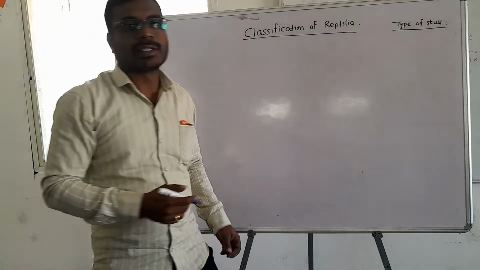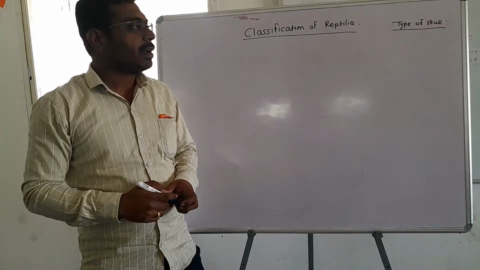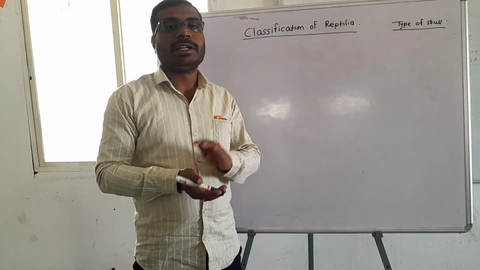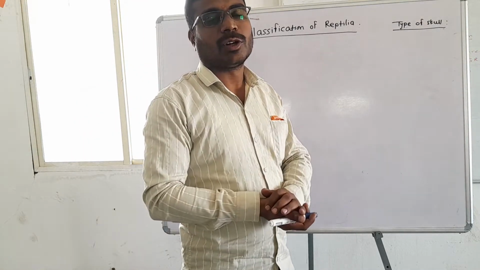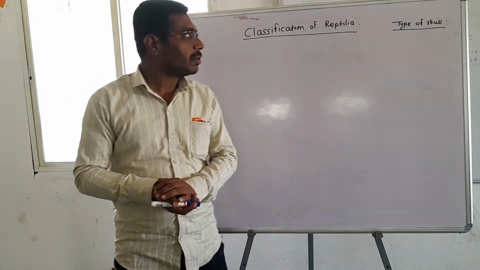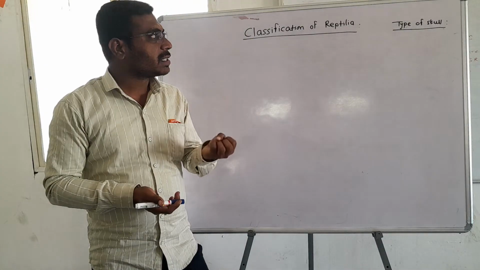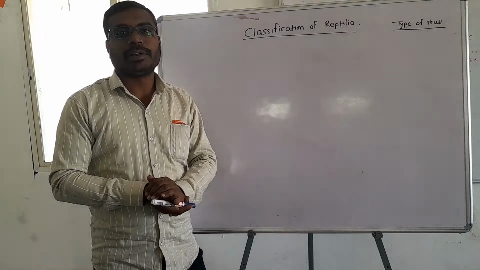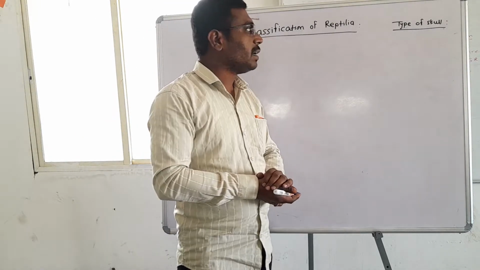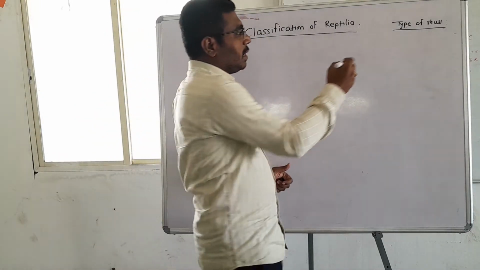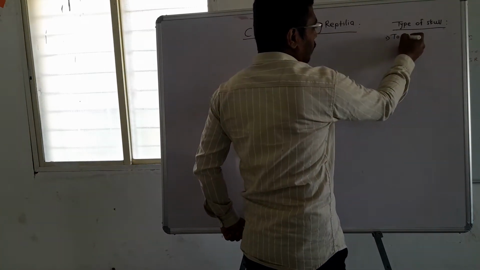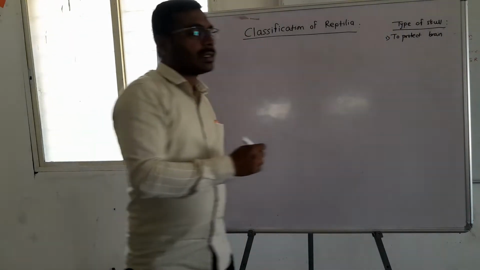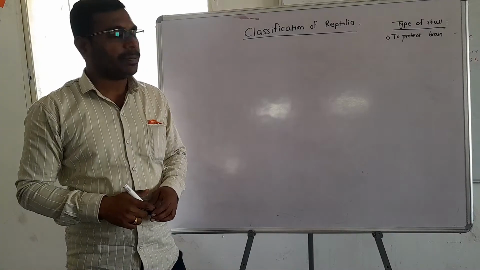As we know, what is skull? Skull is a bony protecting part present in the head region, which mainly protects sense organs and the brain. The brain is present inside the skull. Here, skull is mainly for three purposes in reptiles. First purpose is to protect the brain.